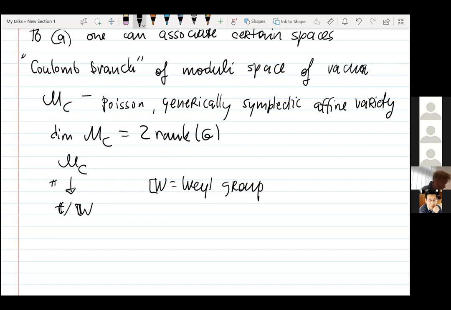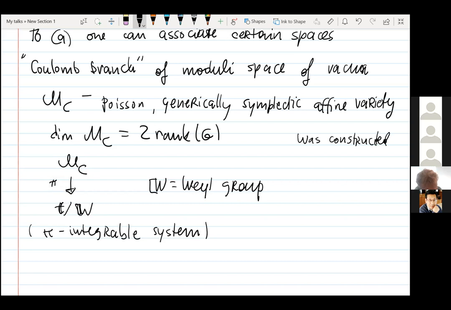This thing is, in fact, it will not be very important for today's purposes, but this pi is an integrable system, so it means that fibers are Lagrangian. And so this is one thing, and this should depend on this representation, and this in fact was constructed.